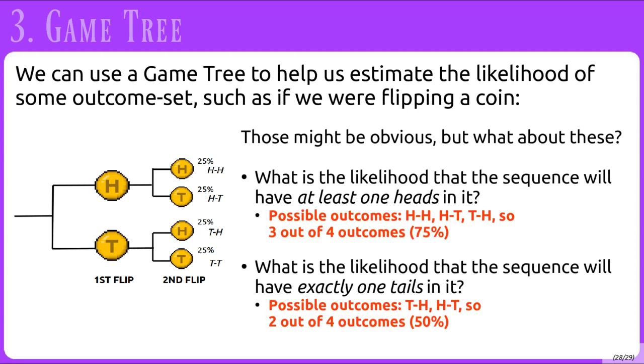Well, if the outcome has at least 1 heads in it, there are 3 total outcomes. 3 outcomes out of 4 possible, that is 75%. If we want exactly 1 tails, that is only tails heads or heads tails, so only 2 out of the 4 outcomes, or 50%.